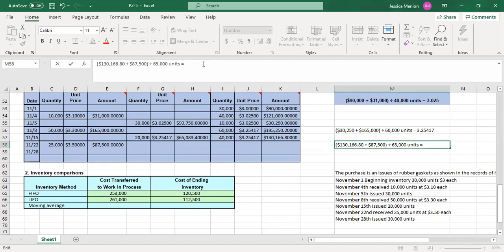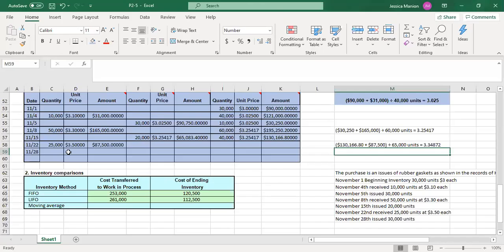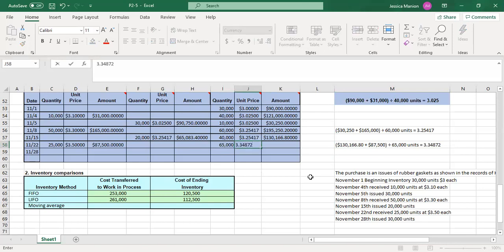Okay, so let me calculate this. So we got 130,166.8 plus 87,500 equals, okay. So we end up with a numerator of 217,666.8 divided by 65,000 units. So now our weighted average is 3.34872. Okay, so we purchased these 25,000 units. Now we're up to 65,000 units at our newly calculated weighted average of 3.34872.